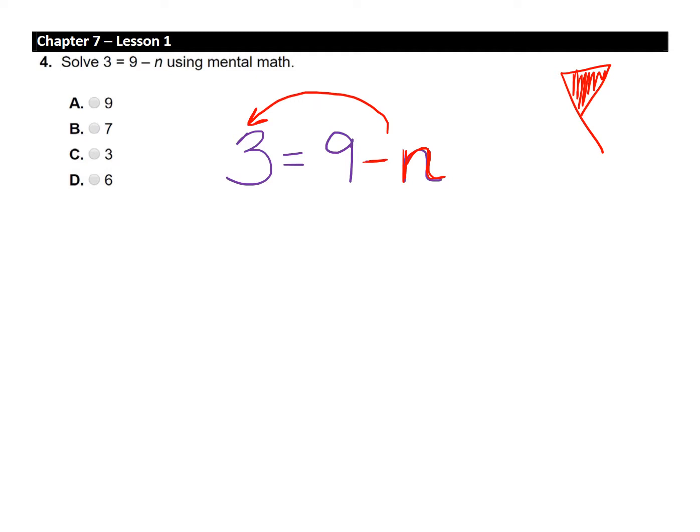How do we do that? We use the inverse operation of plus n, plus n. So our problem is 3 plus n equals 9. Now we can do the problem. I'm going to subtract 3 on both sides, and n equals 6. And that's answer choice D.